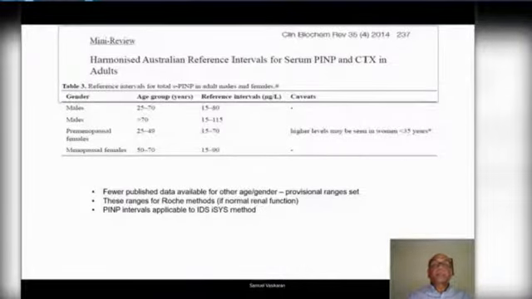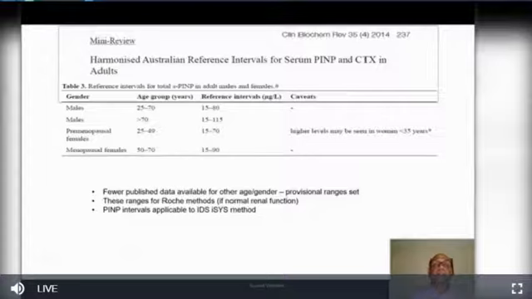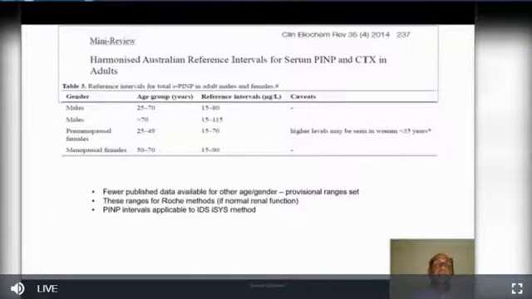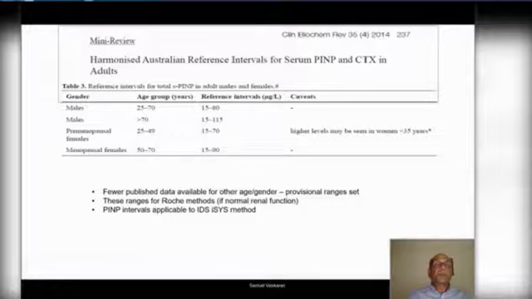Here in Australia, we have published harmonized Australian reference intervals for serum P1NP and CTX, and I've given you the table here for serum P1NP in adult males and females. We've got different intervals for young males and older males, and similarly for females. These reference intervals can be used for the Roche assay as well as the IDS-iSYS assay because they are harmonized.